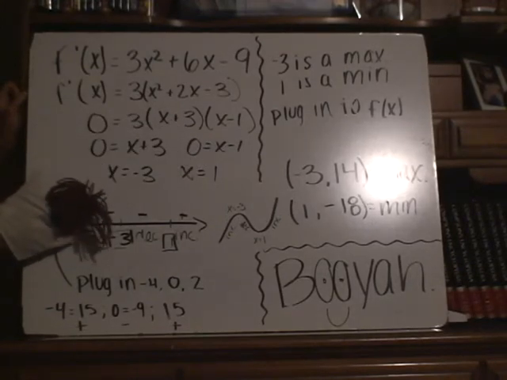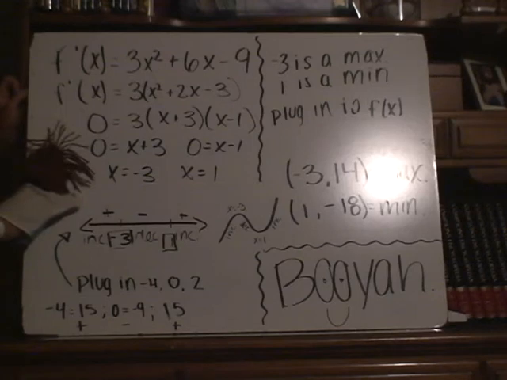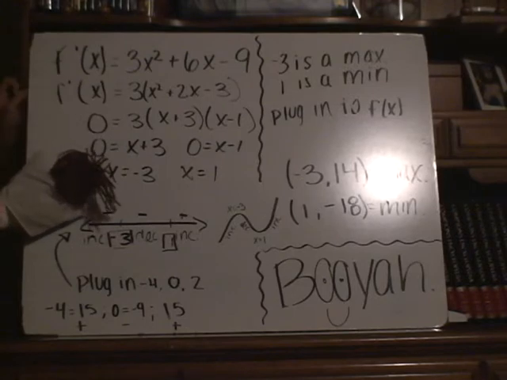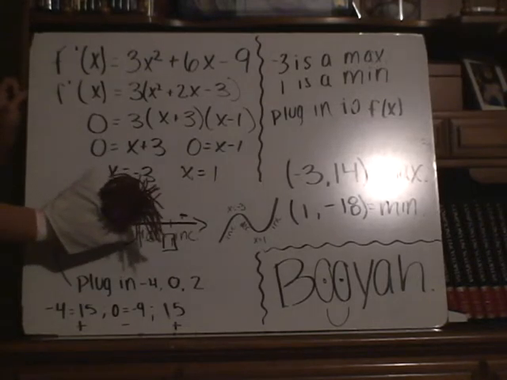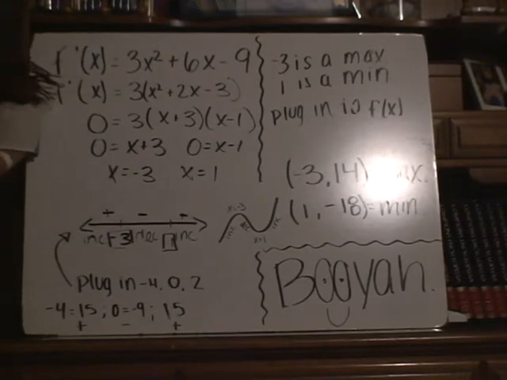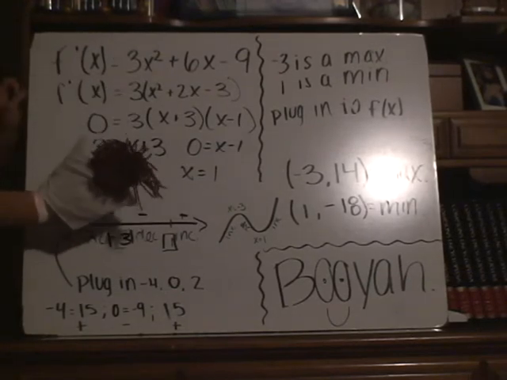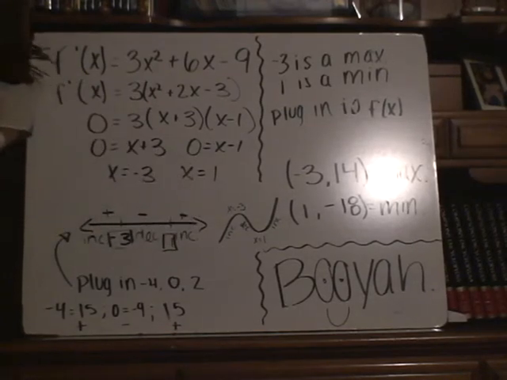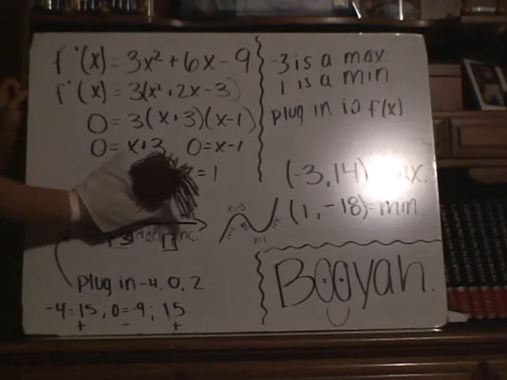You put these numbers on a number line. You take a number that is less than negative 3 and plug it into the derivative. In this case, you get a positive. Then you take a number between negative 3 and 1 and plug it into the derivative. In this case, you get a negative. Then you take a number greater than 1 and you plug it into the derivative. In this case, you get a positive.